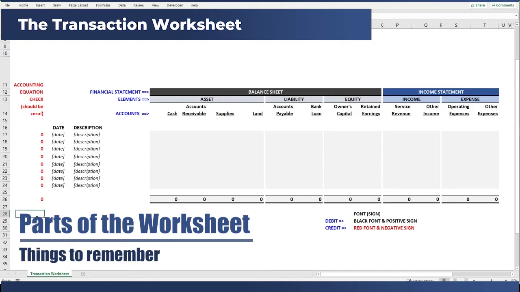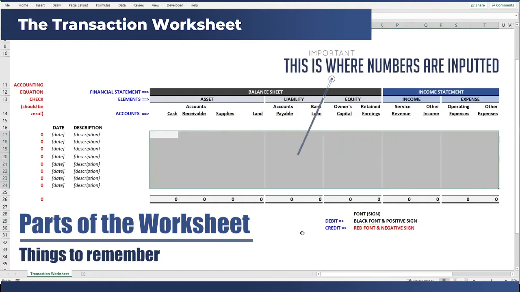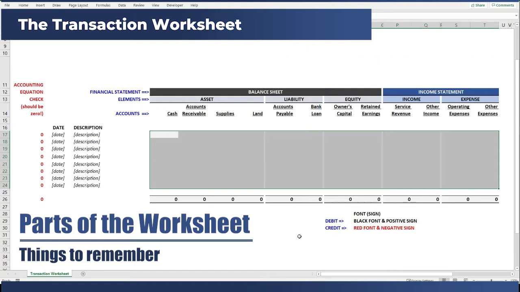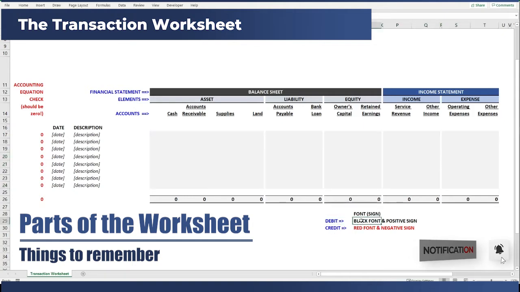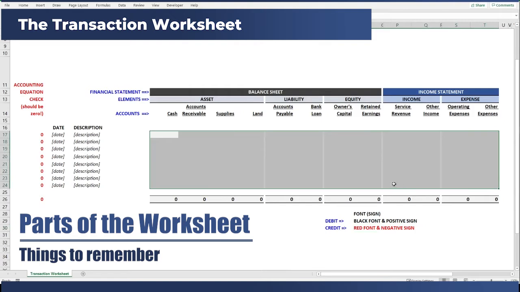Let's now talk about the columns. Number one, we need to put in the date and description of the journal entries. Those are the first two columns that I want you to add. The next few parts are one of the most important things that I want to discuss. We will input numbers in this area, and we will input them in specific ways. You know that numbers in accounting are represented by debits and credits. In this worksheet, we will input debits as a black font with a positive sign, and credits with a red font and a negative sign. The reason is that it will be easier for you to determine what is a debit and a credit at first glance of the worksheet.